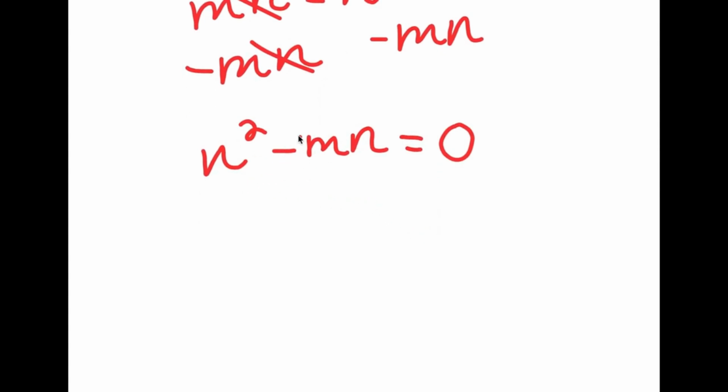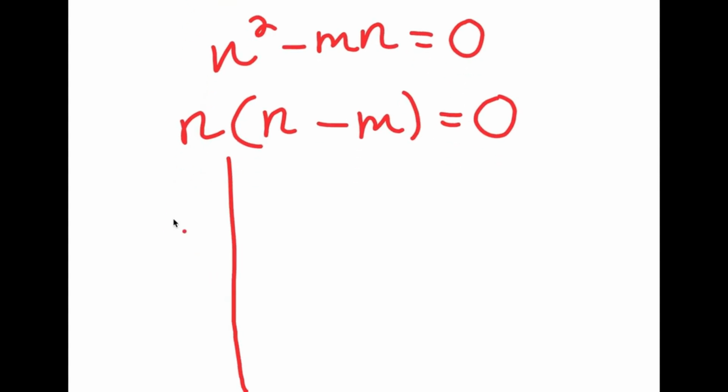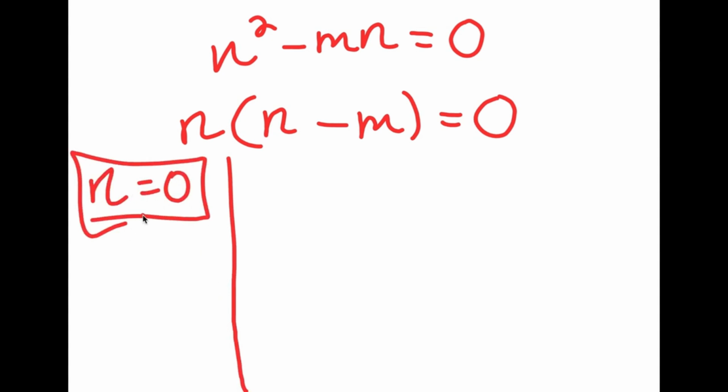Now the greatest common factor in n squared minus mn is n. So if I factor out n, I get n times (n minus m) is equal to 0. So now this gives me two equations. I get n is equal to 0, which is already a solution, and I also get n minus m is equal to 0.